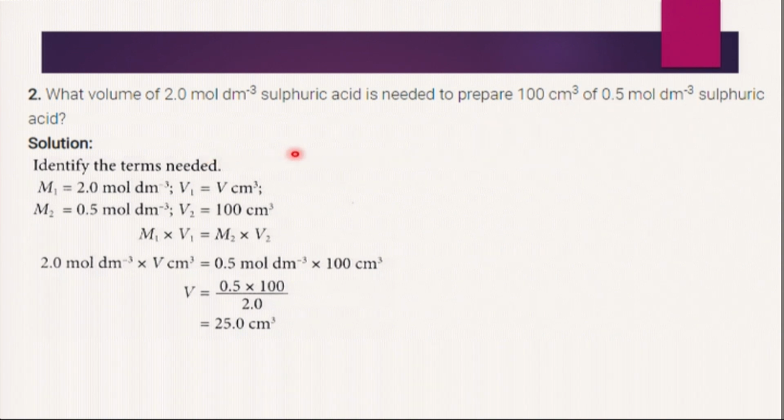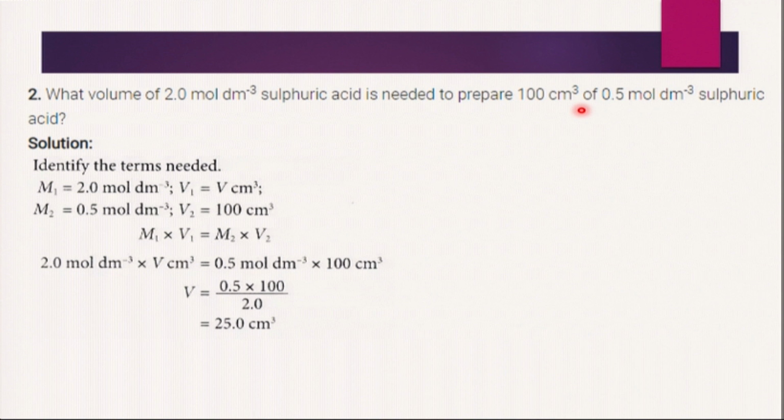So this one is almost obvious. Look at 2 molar, reduce it to 0.5. And the volume is not needed of this 2 molar sulfuric acid. So the volume that you are preparing is a diluted solution, 100 cubic centimeters, 0.5. So as I said earlier, identify which is M1, M2, V1, V2.